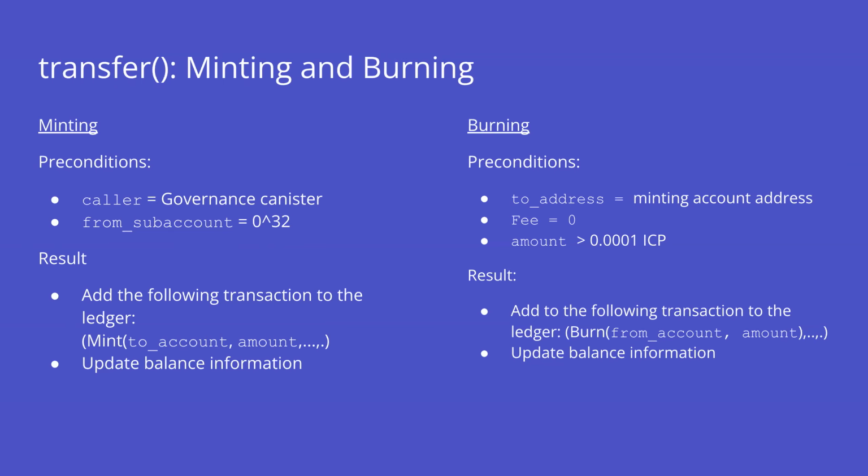For burning, the precondition is that the to address is the minting account address. The fee has to be 0, but the amount for a burning transaction has to be more than the standard fee. And the result is again that the ICP is burned and the balance information is updated.